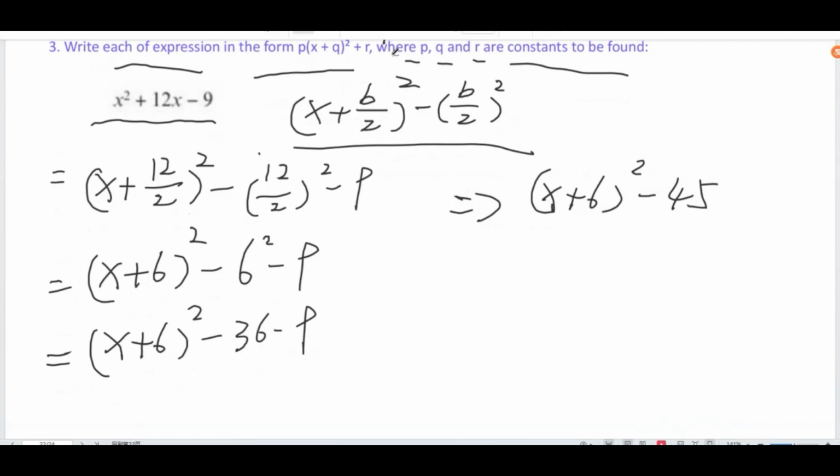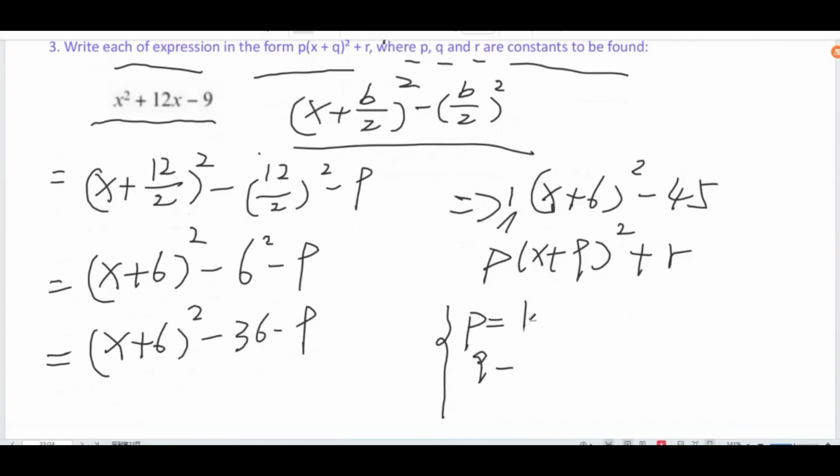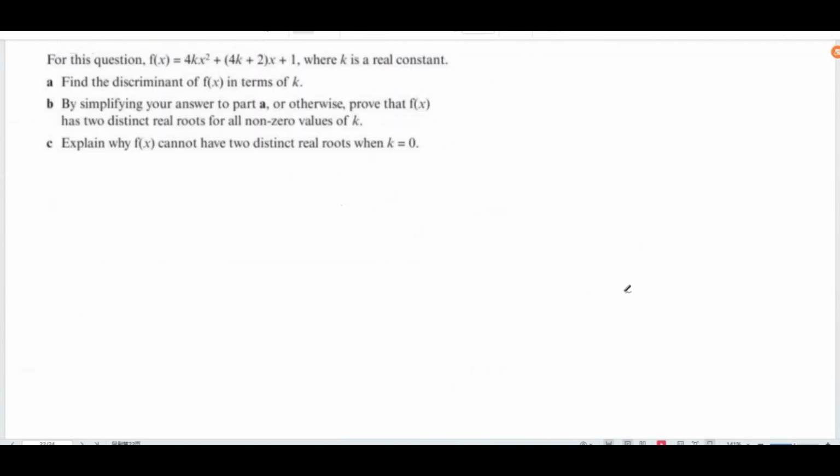So we have defined p, q, r in p(x plus q) squared plus r. So p in here equals 1, right? And q in here equals what? 6, and r in here equals negative 45. Did you get it? Next challenge example. You can stop the video and do some draft on your paper and finally compare what's the difference, okay?